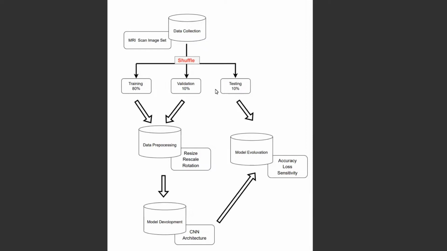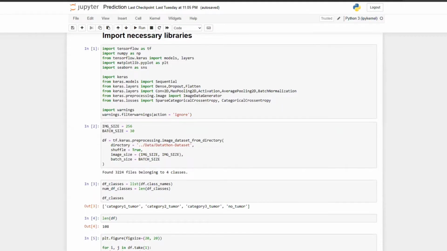From there, we are going to develop the model in model development through CNN architecture. And in the testing process, we are going to evaluate the model through the model evaluation process. In there, we are going to check the accuracy, loss, and sensitivity. Now, I'm going to show you the code.